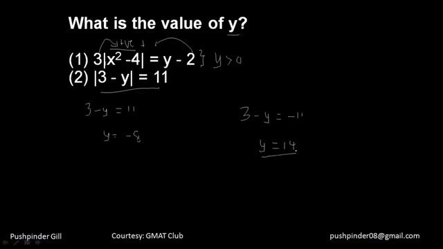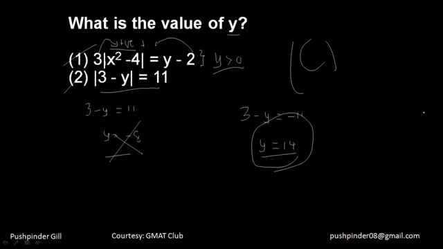So I have two values of y. That means statement 2 is not also sufficient. But when I combine both, you can see these pieces coming together and giving us a big picture. I know that y is greater than 0. That means this option is gone, and hence this remains the only value of y when I combine both the options. So make sure that you use that.